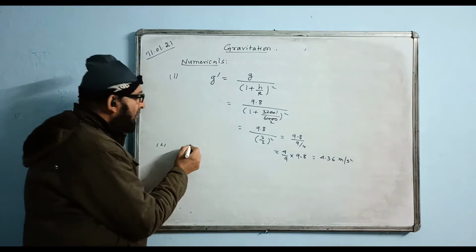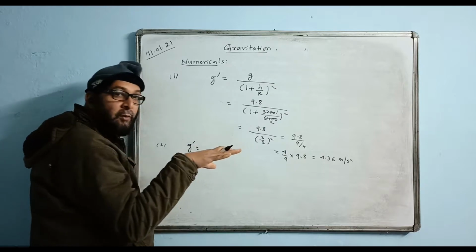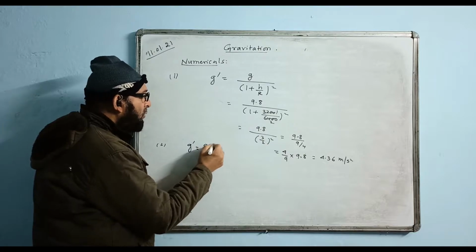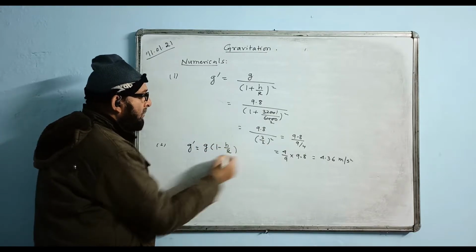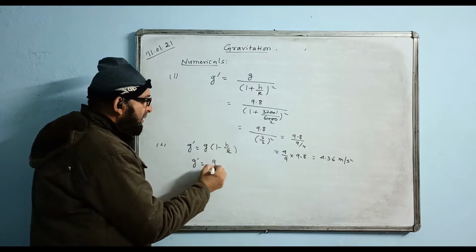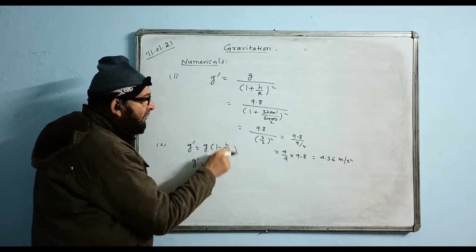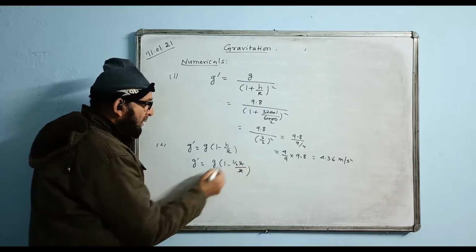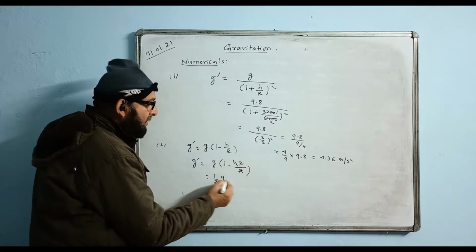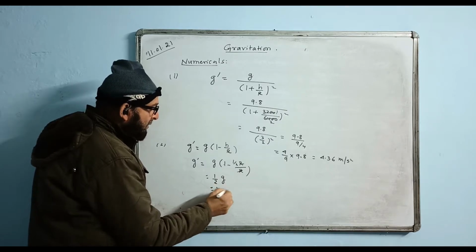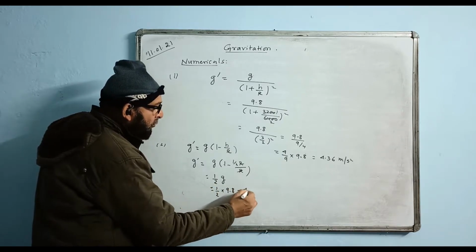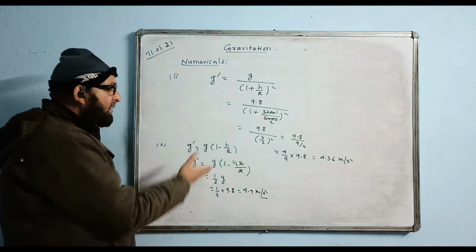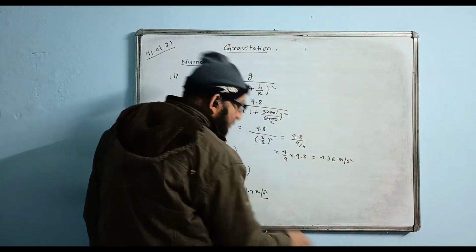This time we will use the formula of g with respect to the depth, because the body is taken to half of the radius of the earth, below the surface of the earth. The formula goes like this: 1 minus h by r. g dash is g times 1 minus, this depth is half of r, so we get half r by r. The r's cancel. 1 minus half, the answer will become half times g. Write half, and the value of g is given as 9.8. The answer will become 4.9 meter per second square. So we are simply using the formula with the depth and with the altitude.